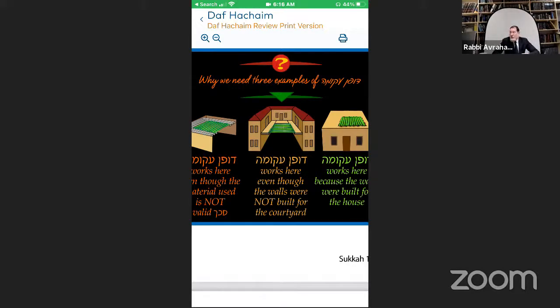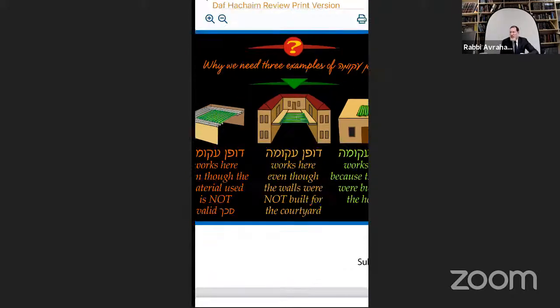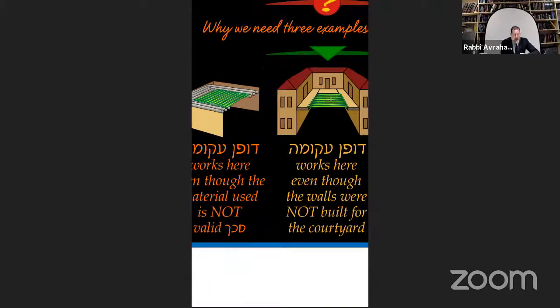So you might have thought, well, if the schach goes until the wall, there's not a problem. But to say doifen akuma, nah, maybe not. So that's why we needed to give the second case. If the Mishnah only gave the first 2 cases, I would have thought mishum the sichachan schach kasherhu, because at least the schach that you are putting on is kosher.